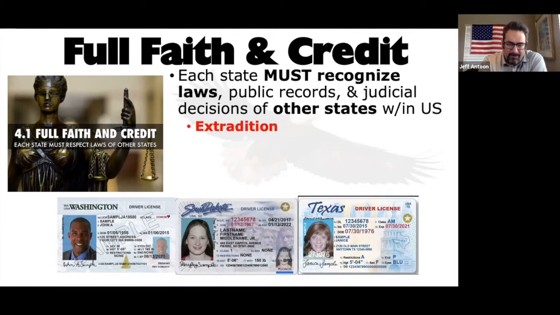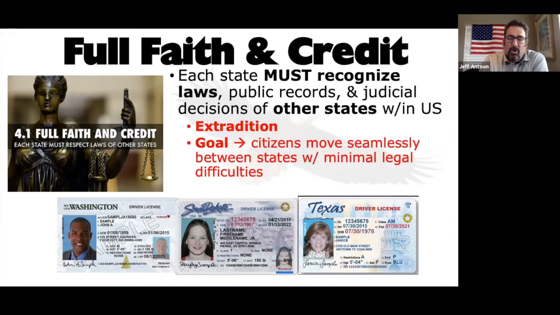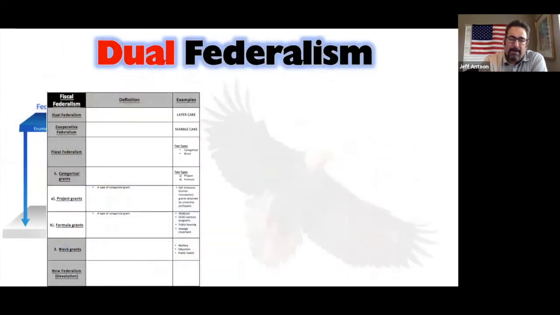Okay? Extradition. Let's say John Sample A from Washington commits a crime in Texas, flees back to Washington. Washington apprehends him. They will bring him back to Texas for trial. That's called extradition. We also do that with other countries as well. The goal of full faith and credit is for citizens to move seamlessly between each state with minimal legal difficulties. I can drive from Maine to California to Washington State to Florida, back to Texas if I want to. That's what's so great about our open land.